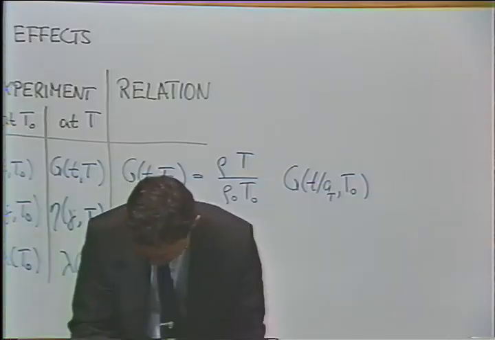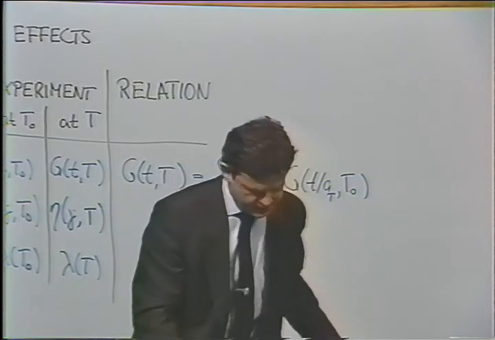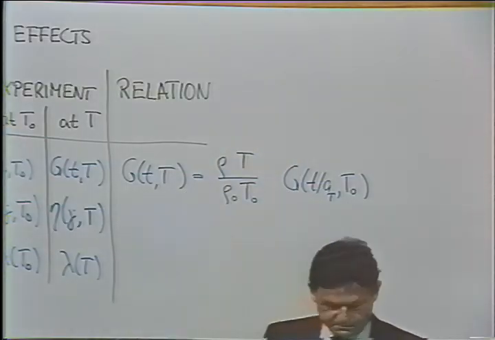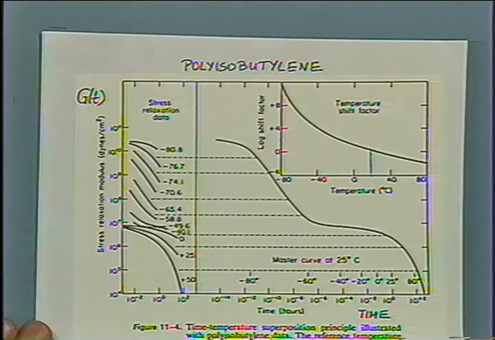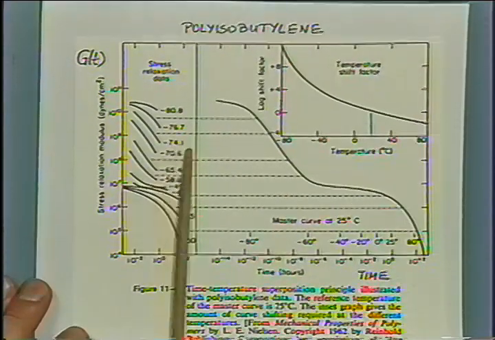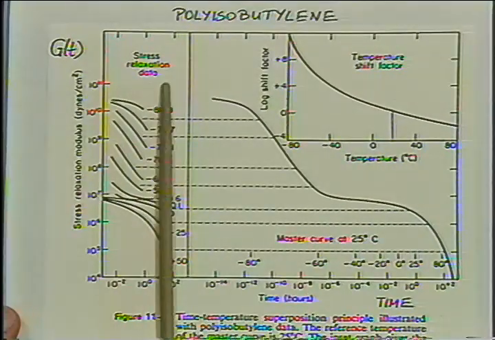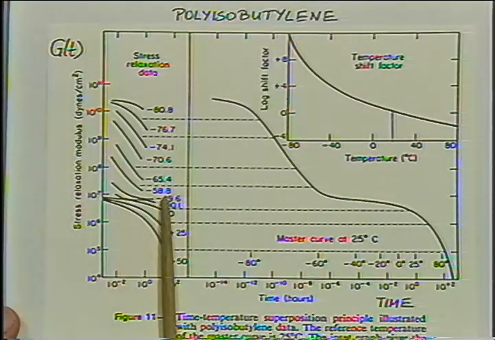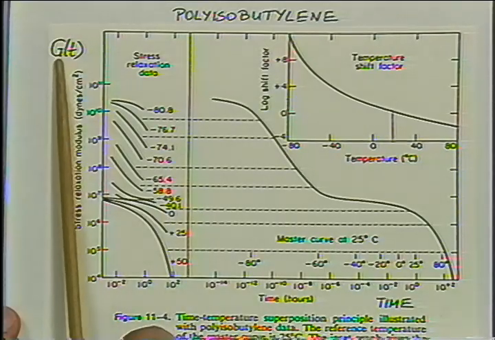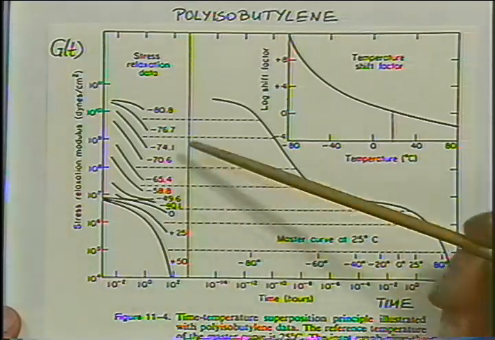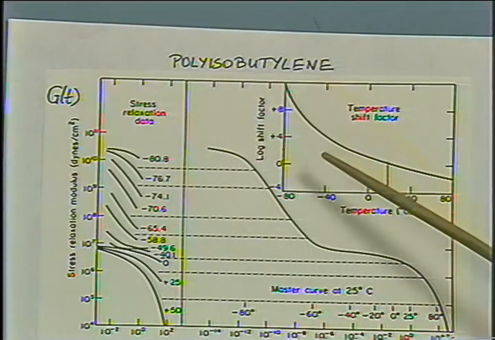I brought an example of this type of function. Here is the modulus. This is the relaxation modulus measured by Nielsen in '62. Now, his time of observation was very limited. His rheometer only went over about 2 or 3 decades in time. And he measured the modulus at a wide range of temperatures. The material is a polyisobutylene.